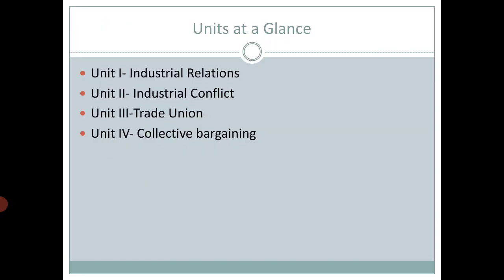Paper number 1, Management of Industrial Relations, is classified into 4 units. Which are these 4 units? The first unit is Industrial Relations, the second unit is Industrial Conflict, the third unit is Trade Union, and the fourth unit is Collective Bargaining. As a student of commerce, all these terminologies are new to you, but in our lectures all these units will be made clear in an appropriate manner.